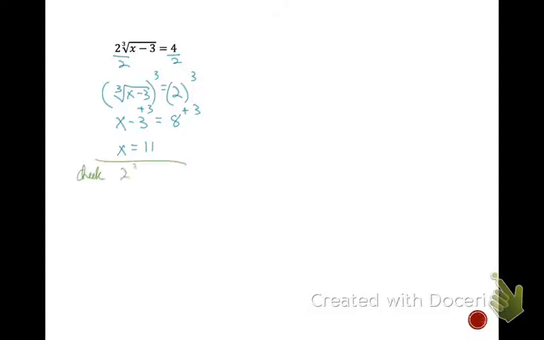Now let's plug in 11. So we get 2 times the cube root of 8, and we're seeing if that does equal 4. 2 times 2 does equal 4. So 11 is a solution.